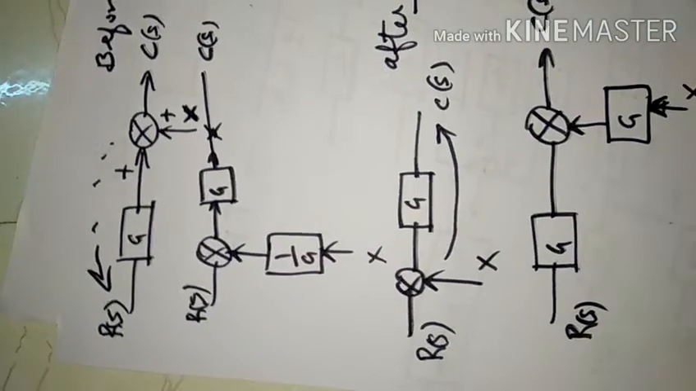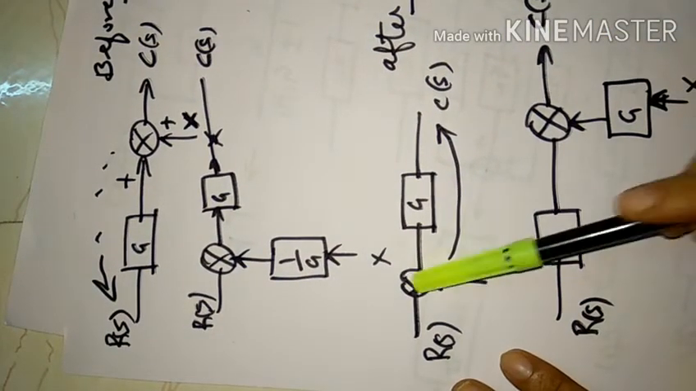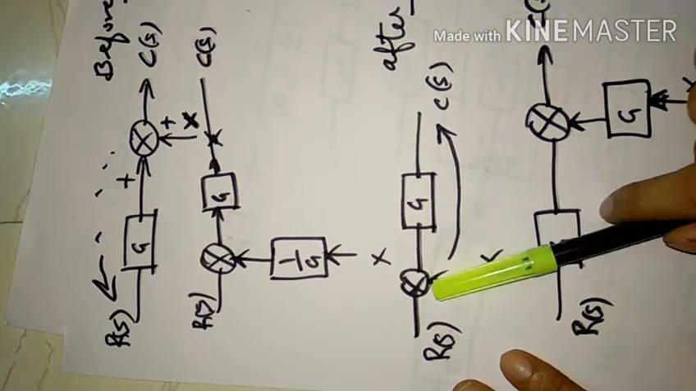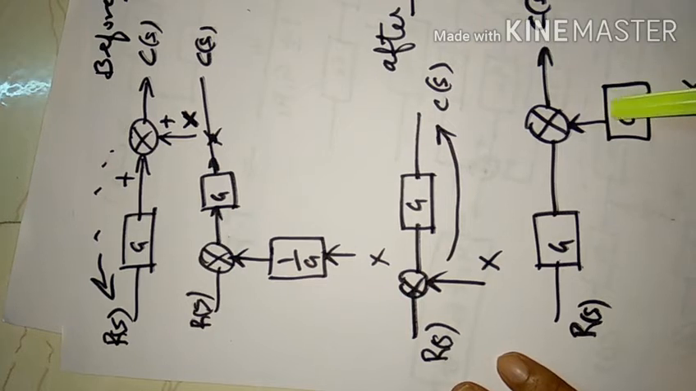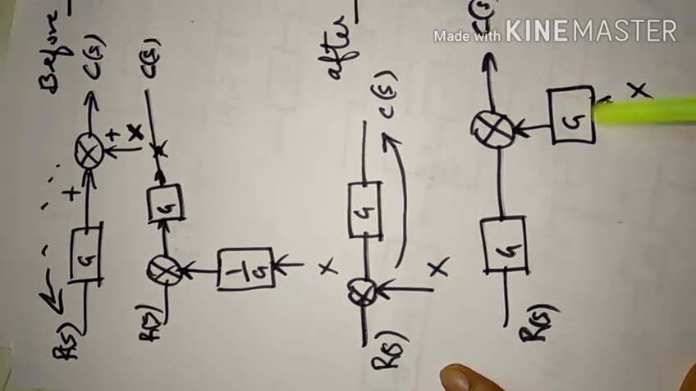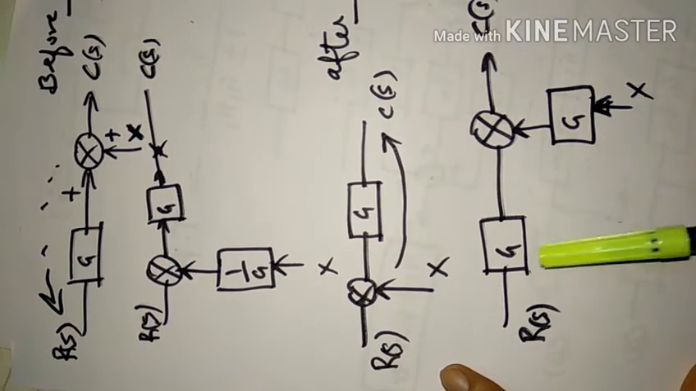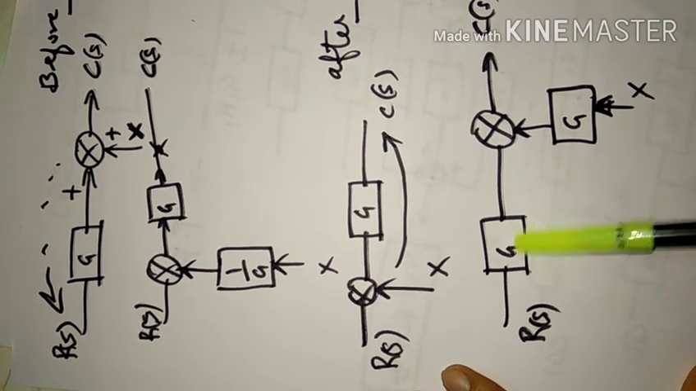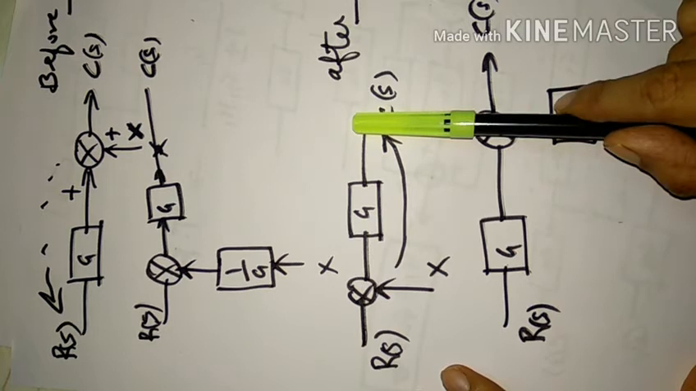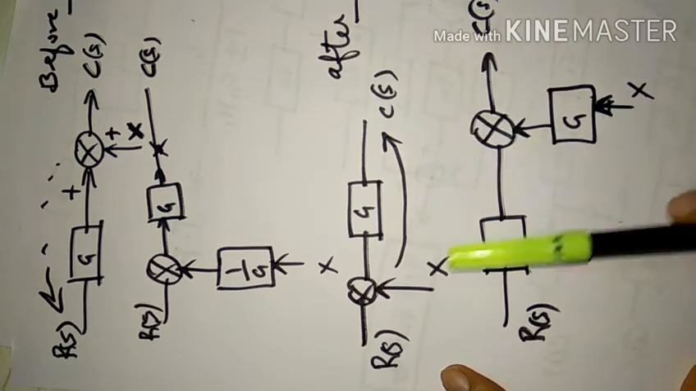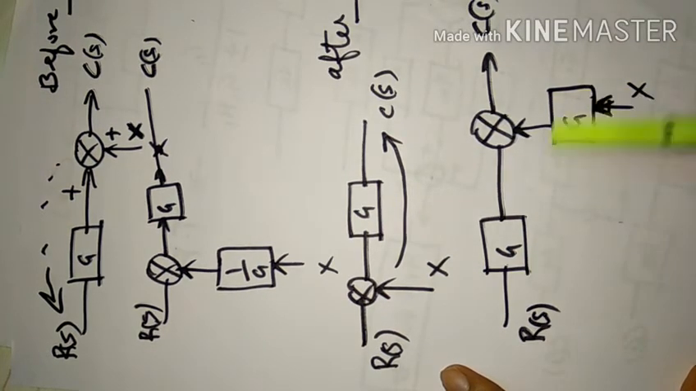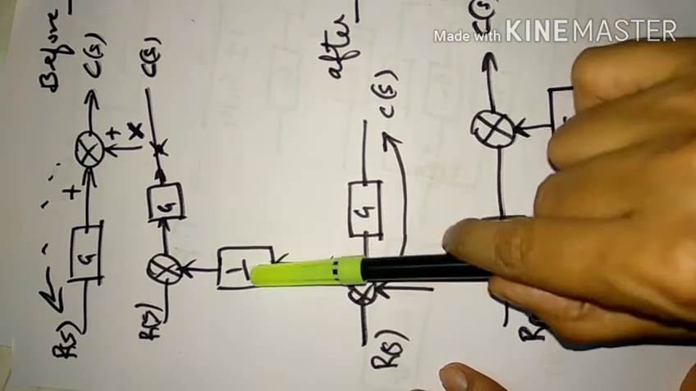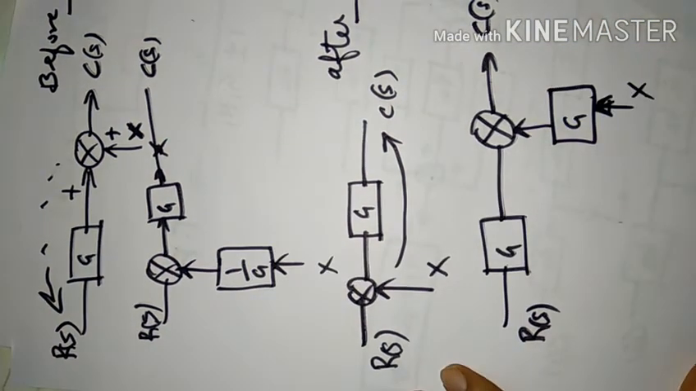Now next, we are shifting the summing point after a block. When we shift the summing point after a block, it will be directly G, and this G will remain as it is. This point we shifted here, and this X is multiplied by G. So when we shift after a block, it will be multiplied by G. When we shift before a block, it is multiplied by 1 by G. Are you getting it?